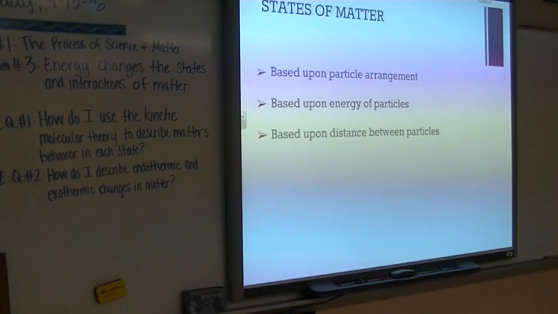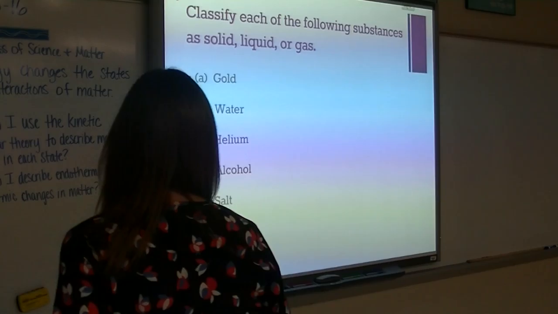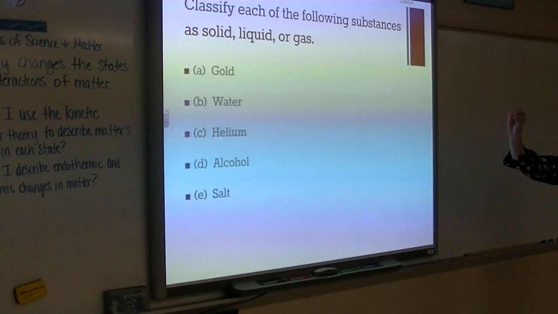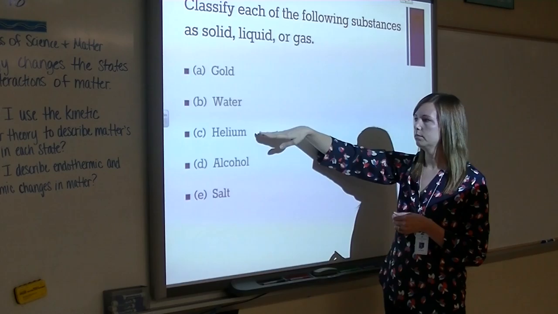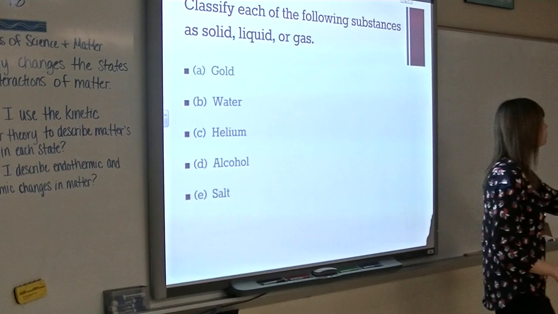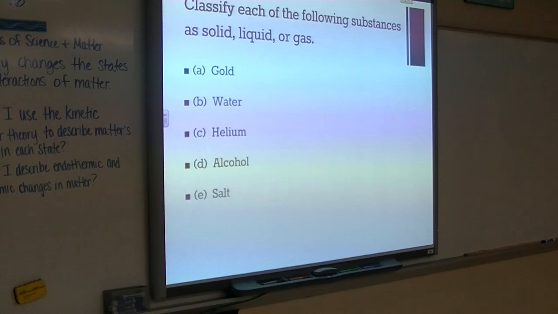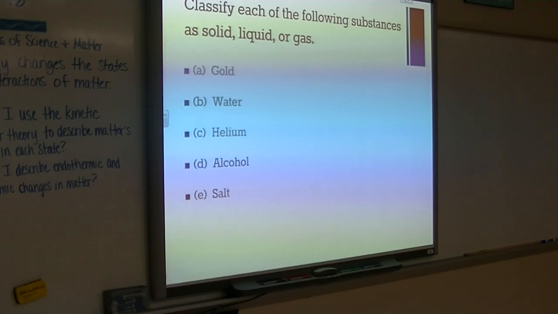All right, so let's talk specifically about solids, liquids, and gases. You don't need to write these down. Let's just say out loud, we're going to classify each of the following as a solid, liquid, or gas. Gold is a solid. Water is a liquid. Good. Helium, gas. Alcohol, liquid. Salt, solid. Good. I just want to make sure that everybody can classify those. Now we're going to talk about each of these individually, what their particle arrangement is like, and how we can then apply kinetic molecular theory.